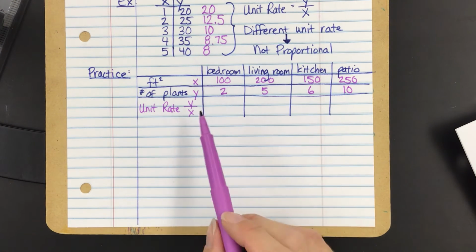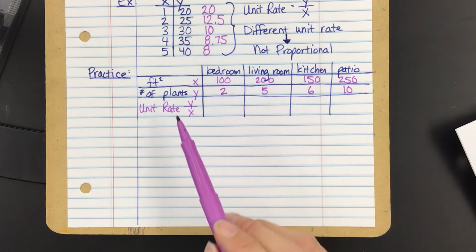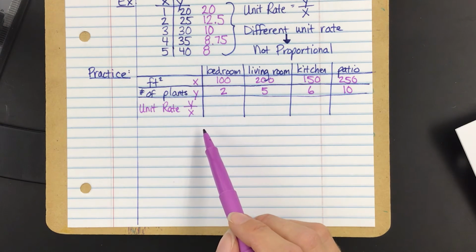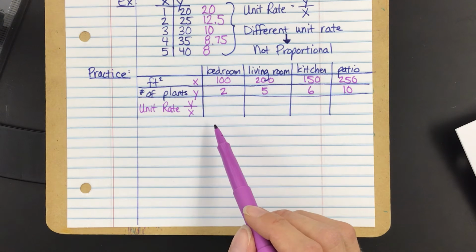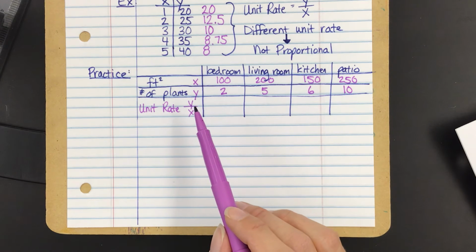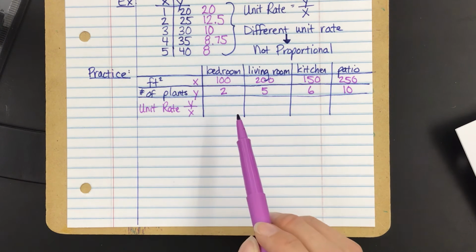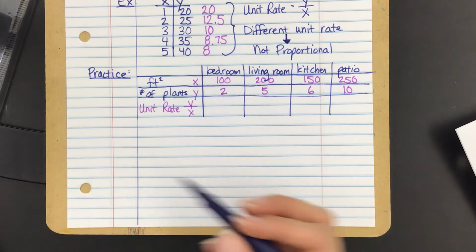Now it's going to seem a little odd because you're going to do 2 divided by 100 and get a decimal. A lot of people want to do 100 divided by 2 and have it be a nice, pretty whole number. But when you do y over x, you will get a decimal. Okay, so that's number 1. So you're going to see if that's a proportional relationship.